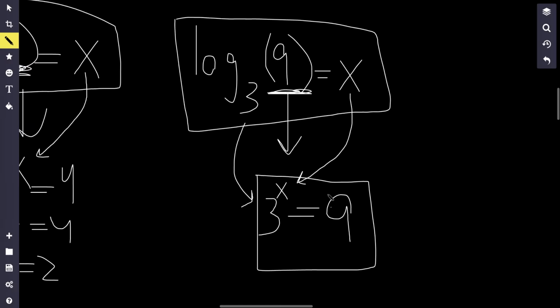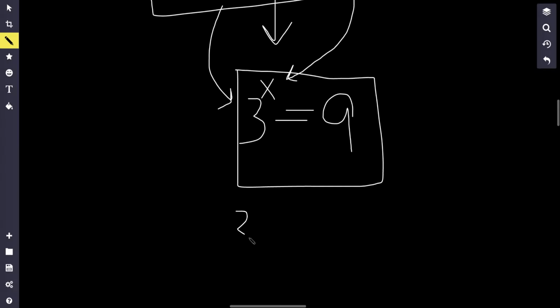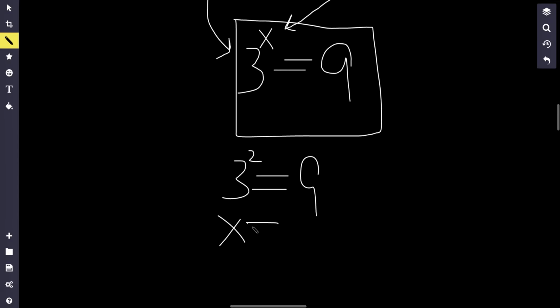So this scary looking equation is actually the same thing as this friendlier looking equation. The base turns into the base of the exponent, the answer over here turns into the exponent, and the thing inside the parentheses turns into the answer of our exponential equation. And obviously 3 to the second power is equal to 9, therefore x is equal to 2.